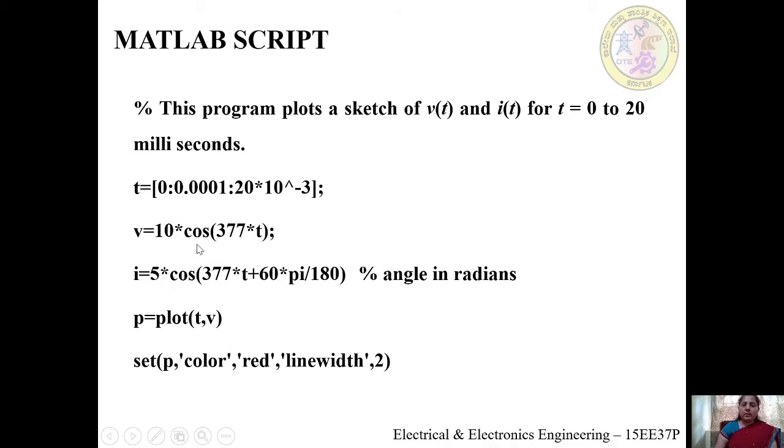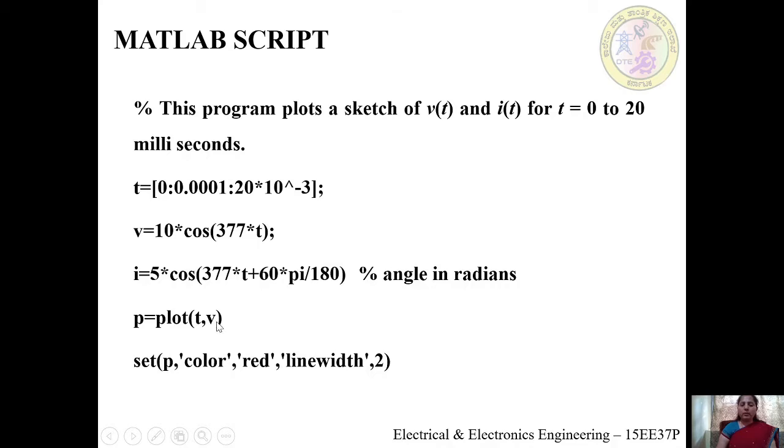So I am having the expression for voltage and current in my script, and I have also given the time interval. So next step is to plot the graph. So the command what you need to use is plot command. So here I have taken plotting of voltage versus the time. So plot, so on the x-axis you are going to have time. So t comma, on y-axis v, it is voltage.